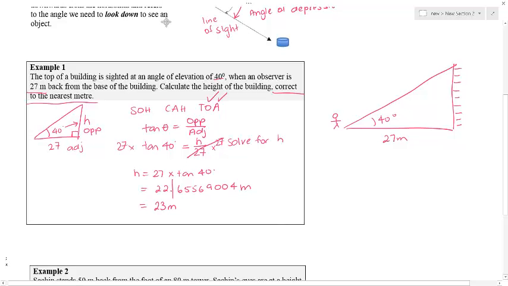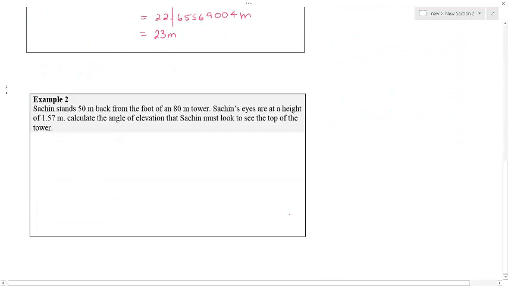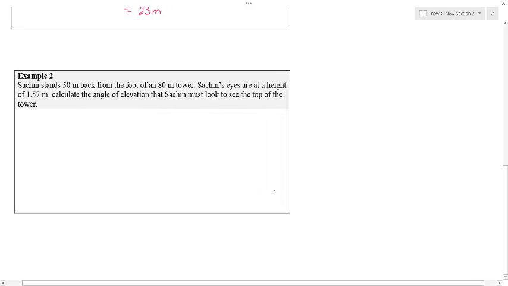So moving on to the next question, scrolling down. The next question states that Sachin stands 50 meters back from the foot of an 80-meter tower. Sachin's eyes are at a height of 1.57 meters. Calculate the angle of elevation that Sachin must look to see the top of the tower. So once again, we begin by drawing a diagram.